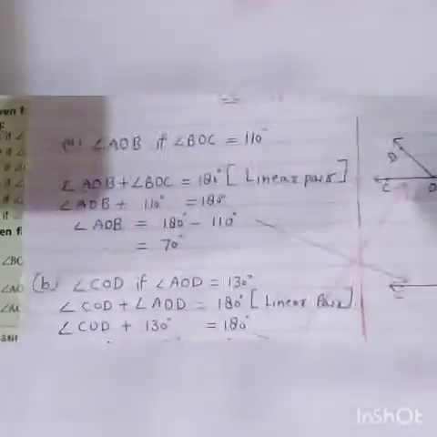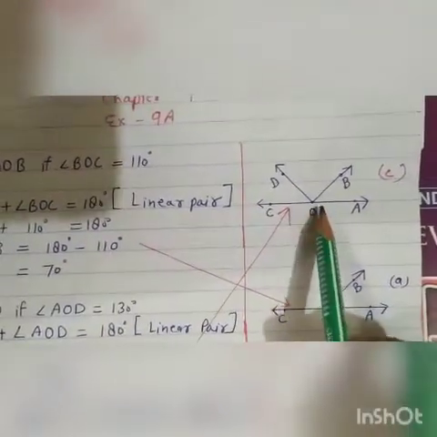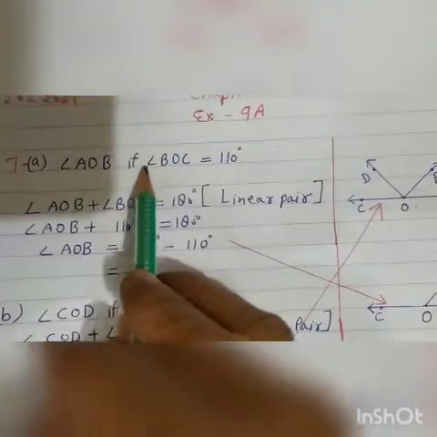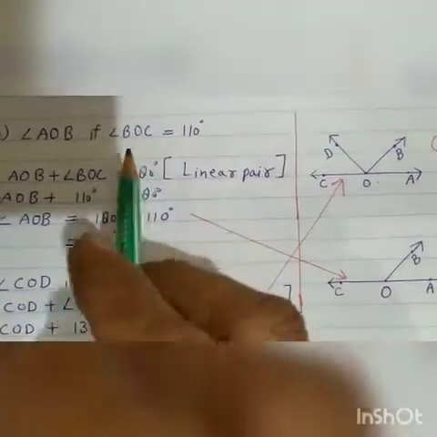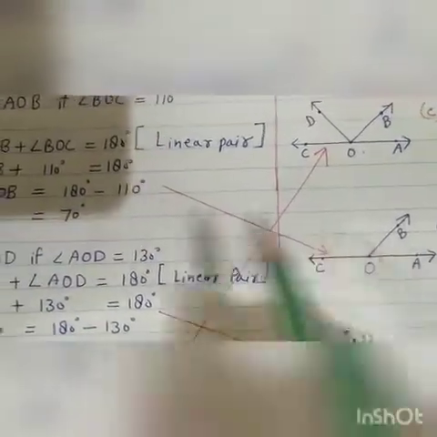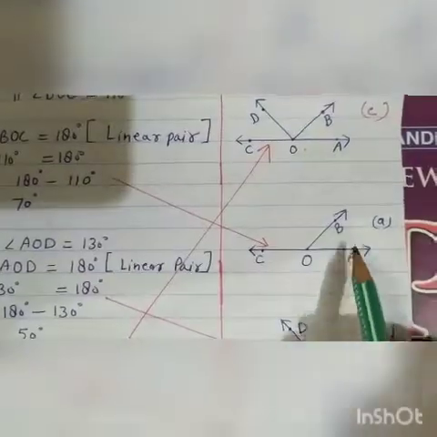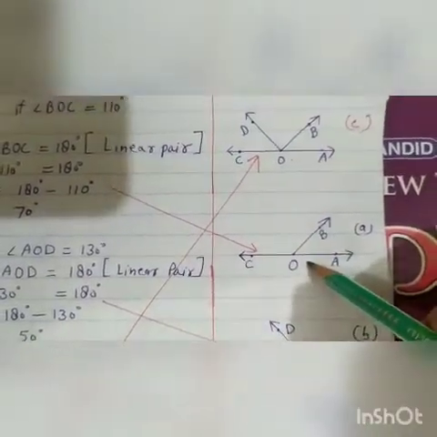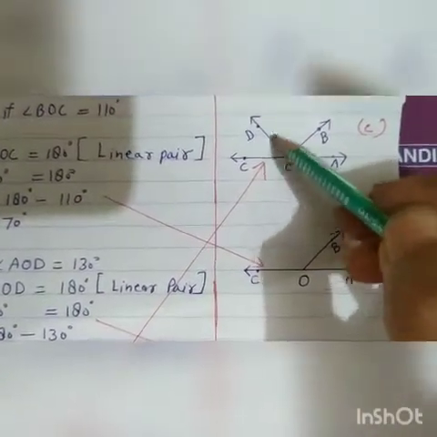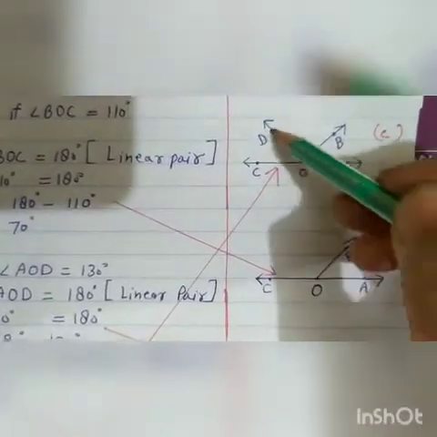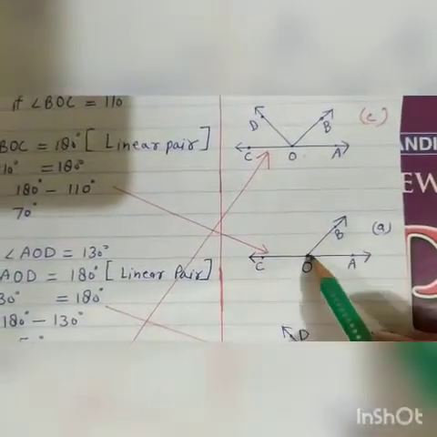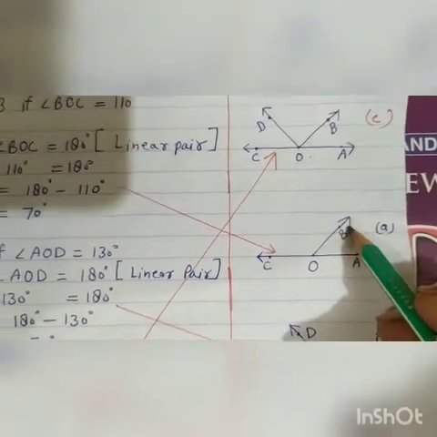So see here, this is the figure given in the question. We have to find angle AOB if angle BOC is 110 degree. So I have drawn this figure again, and I have shown here only two angles AOB and BOC. This is the same figure. I have left this ray OD. AOC is a straight line. From this point O, one ray OB is drawn.